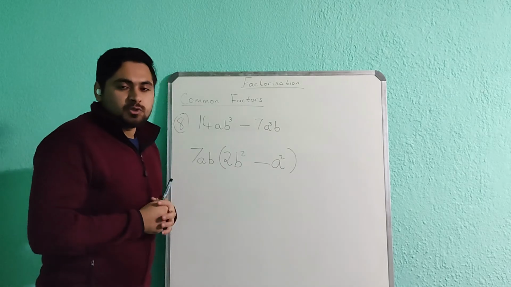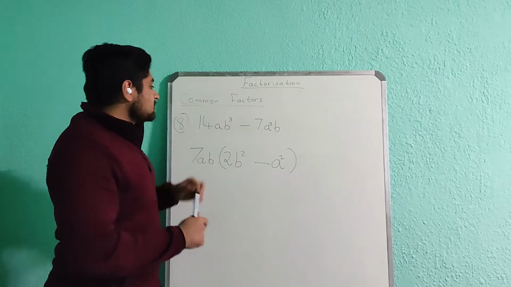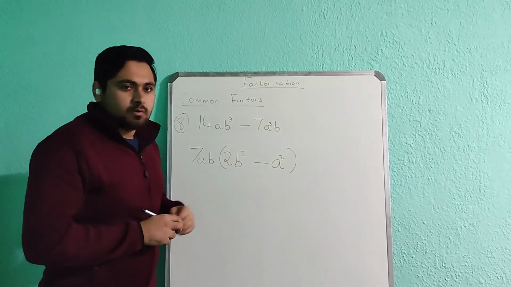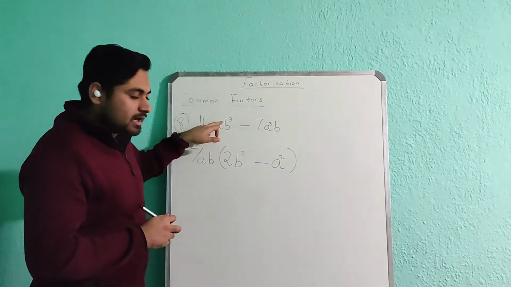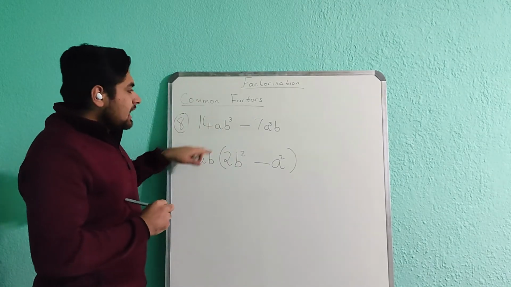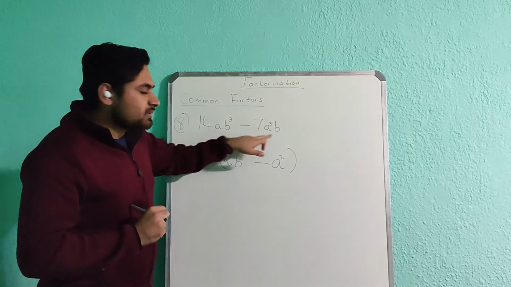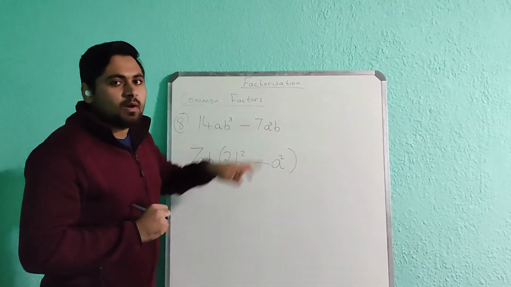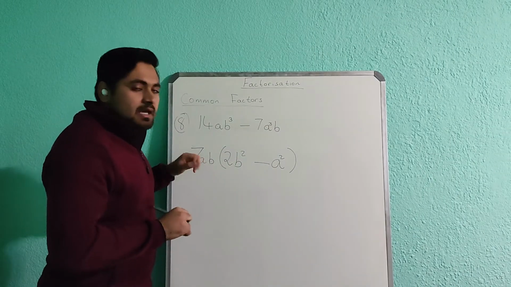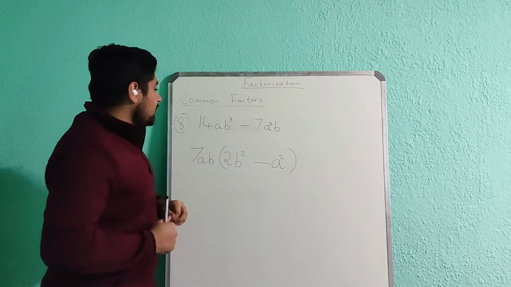So which a do we choose? You always choose the one with the smaller power. The smaller power was a to the power of 1. That's why we wrote a. And then we went to the b. Which one was the smallest b? Was b to the power of 1. Therefore we chose our common factor as b. So did you see how we choose our common factors?